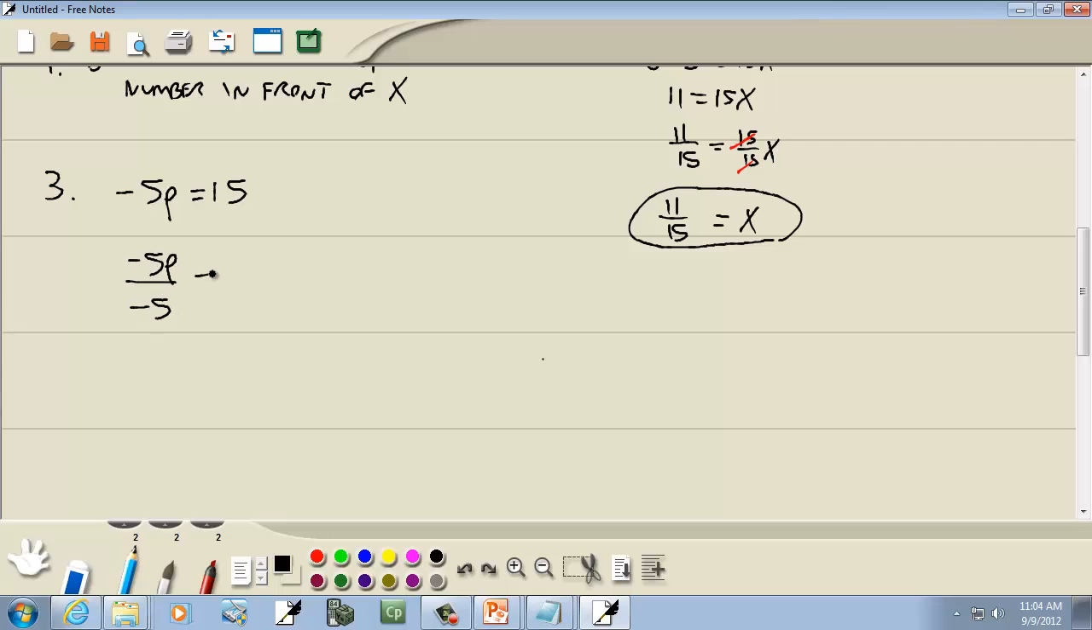Number in front of our p is a negative 5, so we're going to divide both sides by negative 5. Those negative 5s cancel. And 15 divided by negative 5 is negative 3.